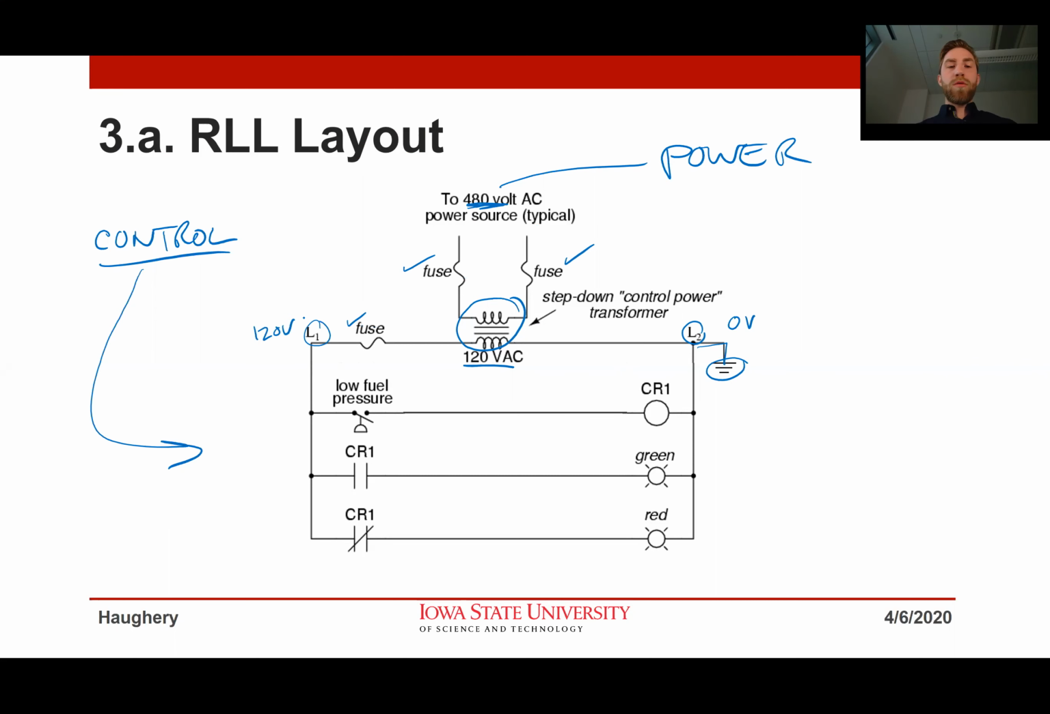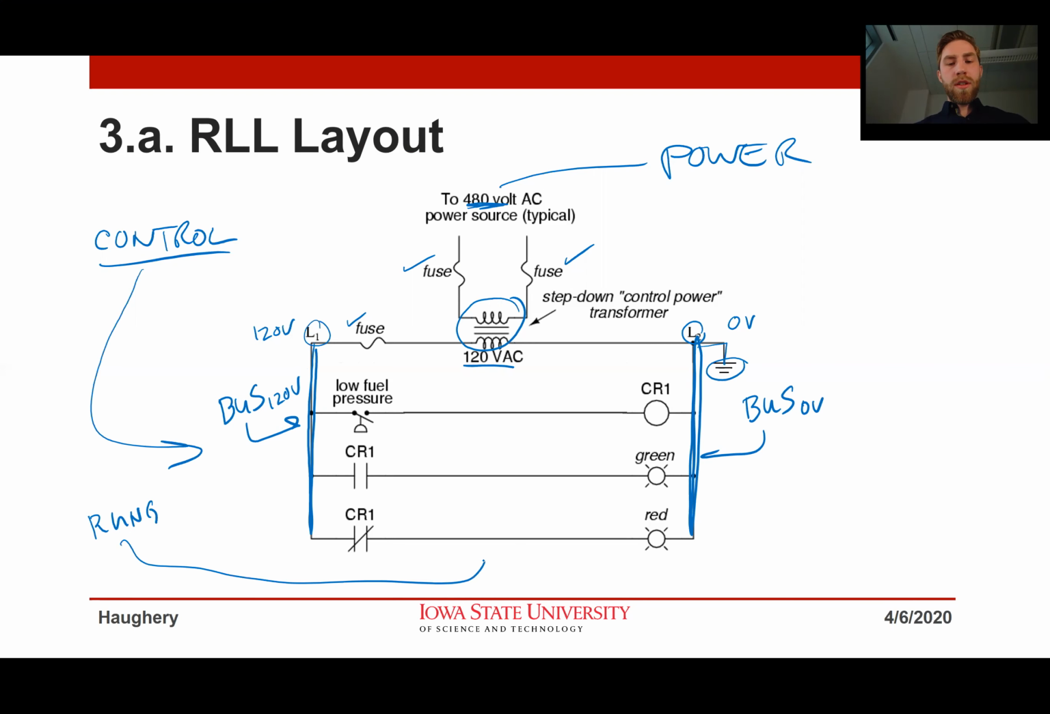And then I start having my rail. So this is my bus. These are my buses. This is the 120 bus. This is the 0 volts bus. Basically a 120 volt power, 0 volt power, okay? And then I have my rails or rungs. Buses and rails are kind of the same, but rungs are what we have going between the buses or the rails. So this is the relay ladder. So that's why we have the ladder. It looks like a ladder.